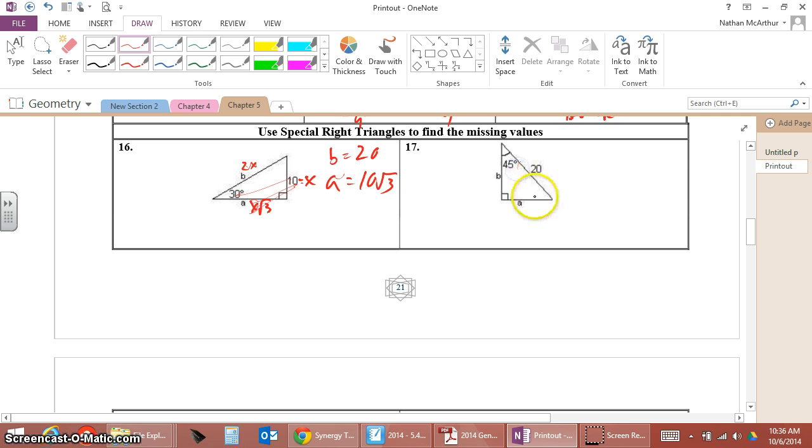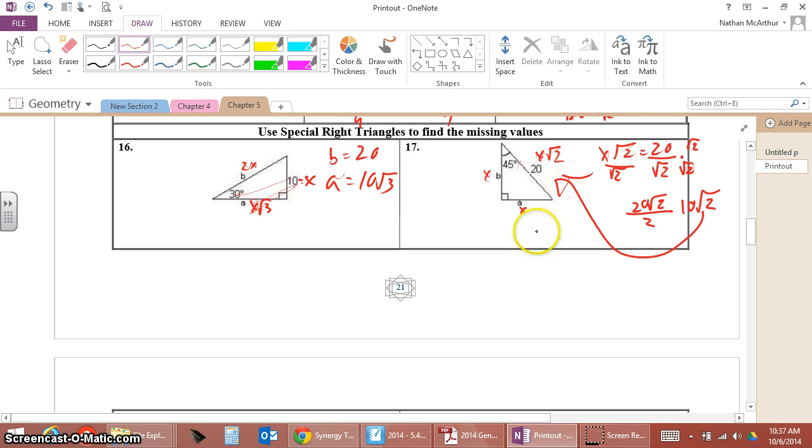Over here, I've got 45, 45. I look at my notes, I say this should be x root 2. This should be x, and this should be x. So now I've got to solve for x. I've got x root 2 is equal to 20. Divide both sides by root 2. Oh, I can't have that in the denominator, so I times it by root 2 over root 2. And I get 20 root 2 over 2. This can reduce to be 10 root 2. Now if I compare that up here, that means that x equals 10 root 2.